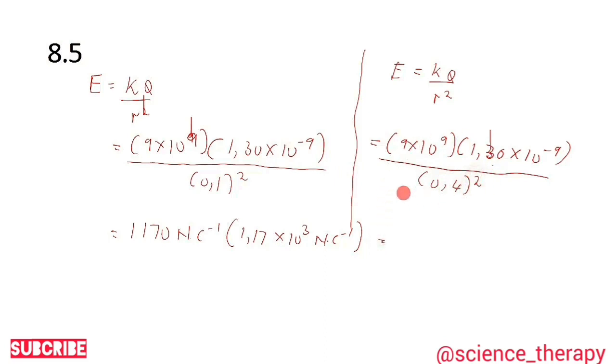Now let's bring out the value for this one. Punching that in your calculator, you have 73.125 N/C if your calculator is on normal, but if your calculator is on scientific, you have 7.3125 times 10 to the exponent of 1, and then Newton per Coulomb. Here also Newton per Coulomb, right?